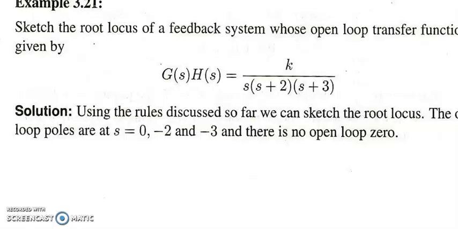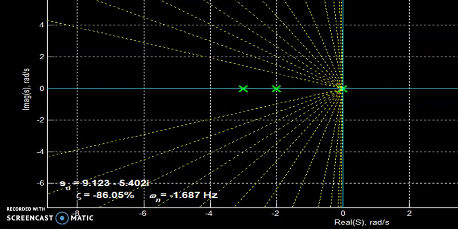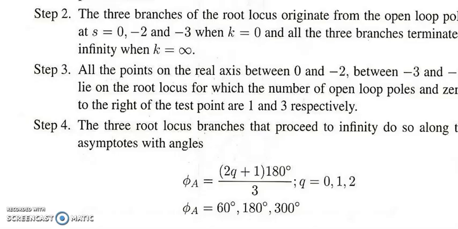If you see, at s is equal to 0, s is equal to minus 2 and s is equal to minus 3. The number of root locus branches is 3 since the number of open loop poles is 3. The 3 branches of the root locus originate from the open loop poles at s is equal to 0, minus 2 and minus 3 when k is equal to 0, and all the 3 branches terminate at infinity when k is equal to infinity. All the points on the real axis between 0 and minus 2, between minus 3 and minus infinity lie on the root locus, for which the number of open loop poles and zeros to the right of the test point are 1 and 3 respectively.